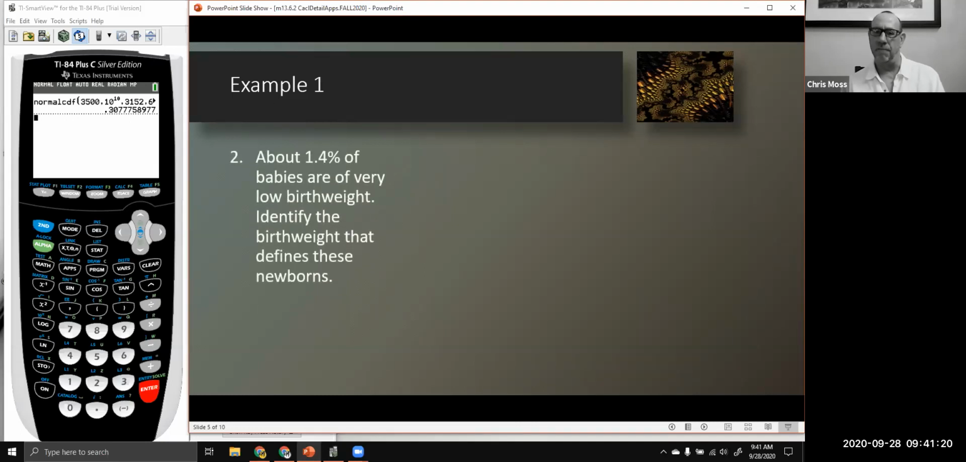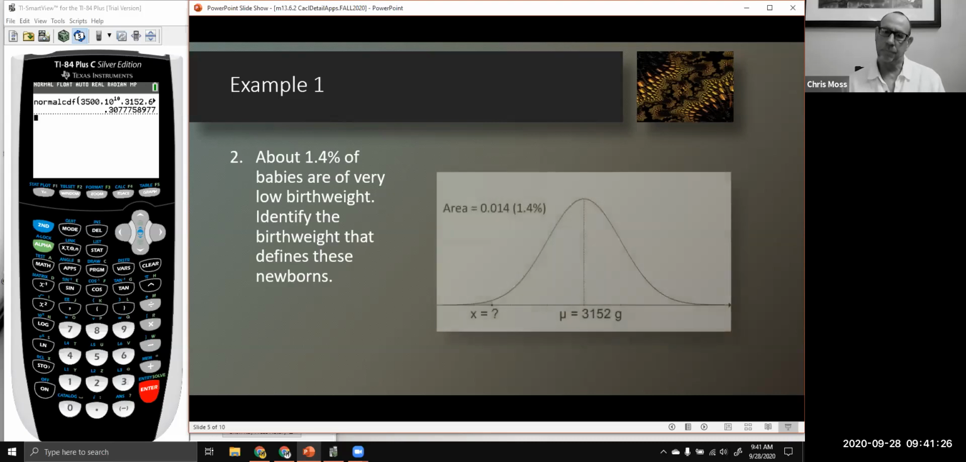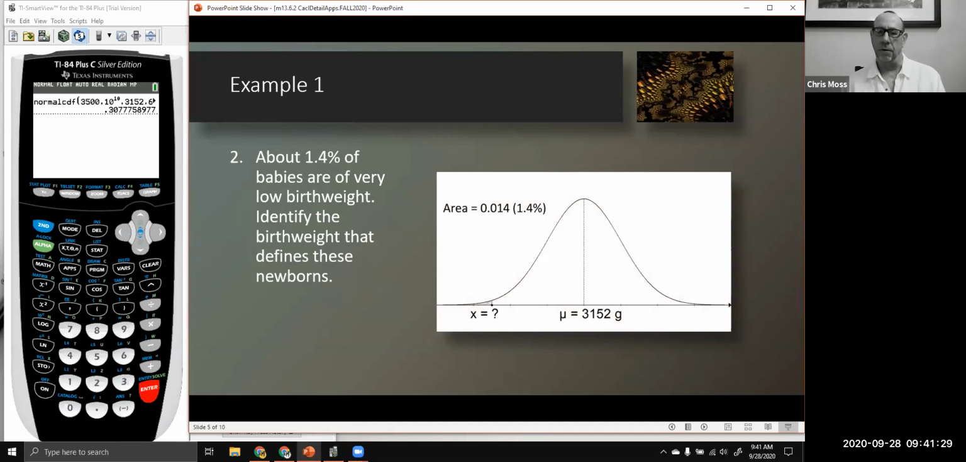1.4% of babies are of very low birth weight. We want to identify the birth weight that defines these newborns. All right, so I'll need to provide both the mean and the standard deviation, but I also need to remember that when I go after a score, I need to provide the area measured from the left up to the point of interest. So 1.4% is 0.014 when I convert that to the decimal format.